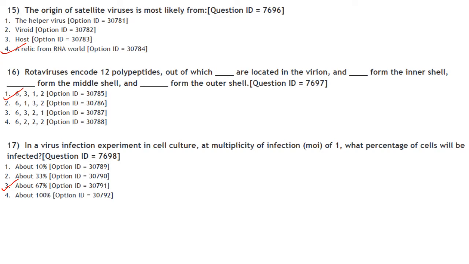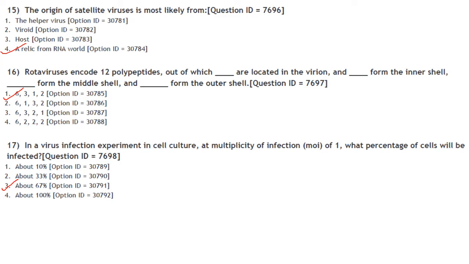Then rotavirus encodes 12 polypeptides out of which dash are located in the virion and dash form the inner shell, dash form the middle shell and dash form the outer shell. So rotavirus encodes 12 polypeptides out of which 6 are located in the virion, and 3 form the inner shell, 1 forms the middle shell and 2 form the outer shell. So the answer is option 1.